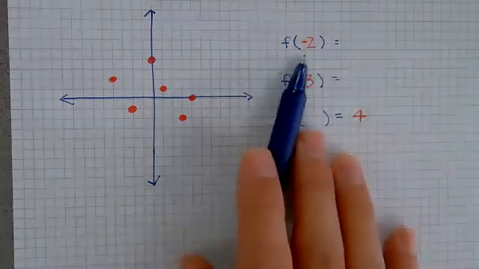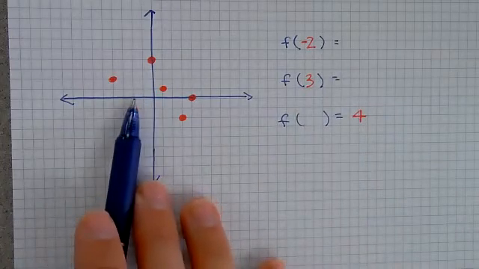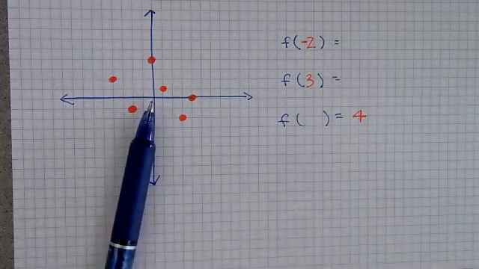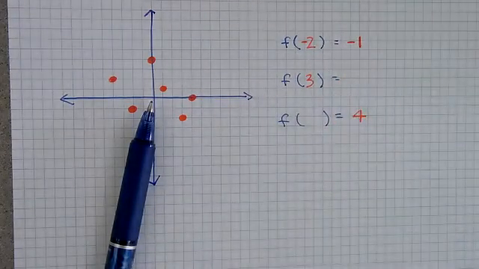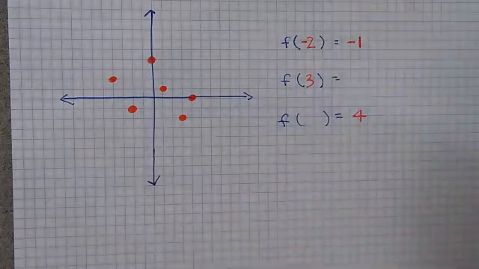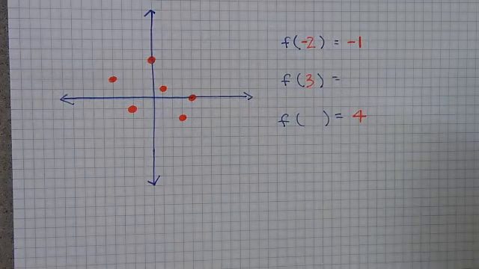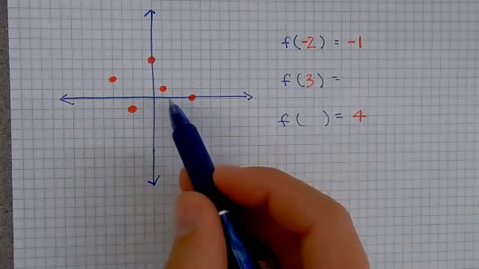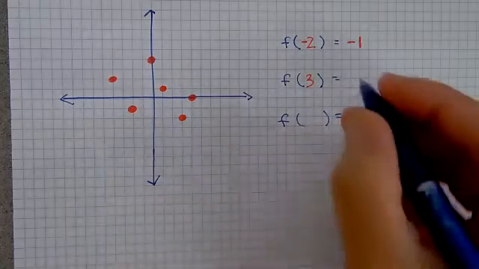Okay, so we're being given the input, which is the x value. So our x value of -2 is right here. Here's the point we're looking for. It has a y value of -1. Okay. f of 3, 3 is our input. 1, 2, 3. And here's the point, y value at -2.